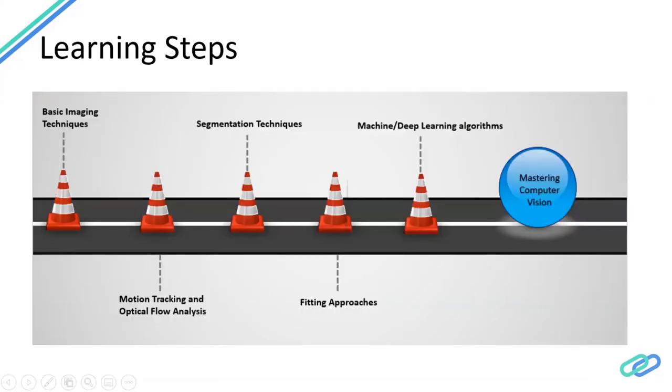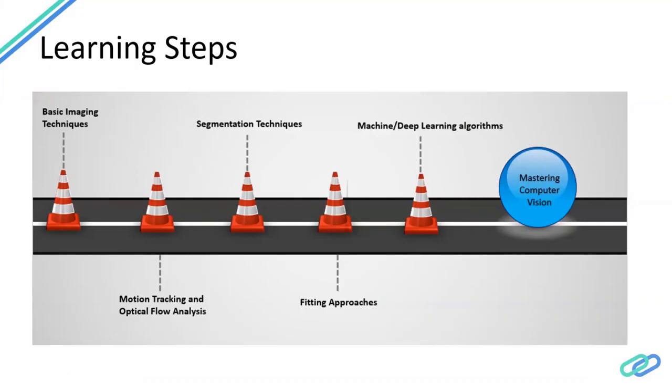Yeah, so the learning steps for computer vision would be first understanding the basic imaging techniques, and motion tracking, optical flow analysis, segmentation techniques, fitting approaches, and machine and deep learning algorithms. So this is to try to put those topics in a nutshell.